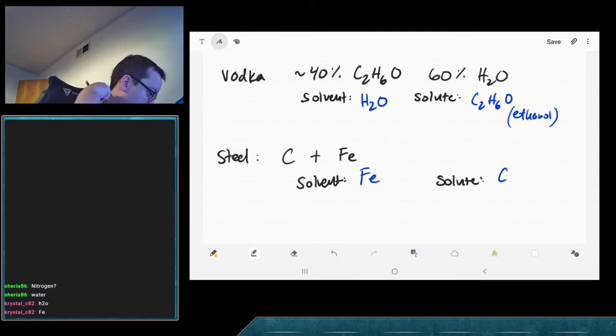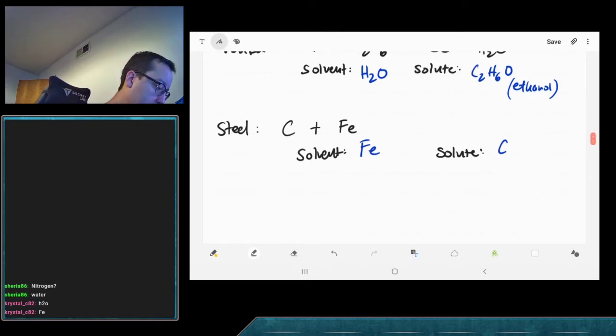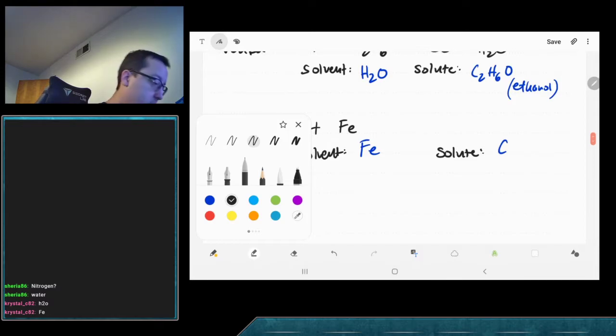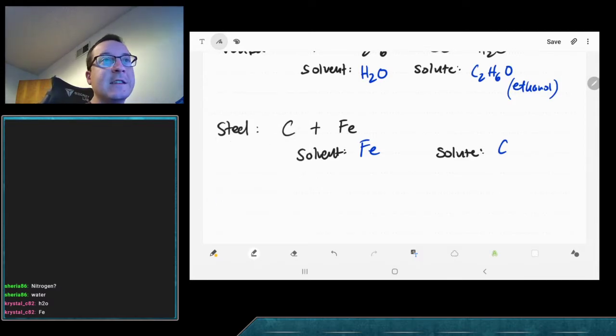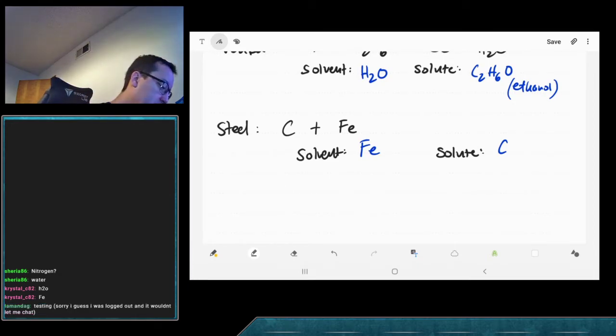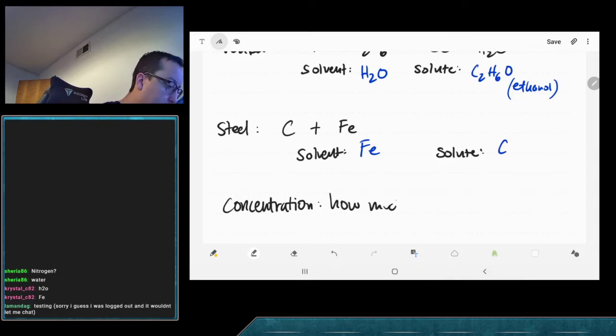Alrighty, so hopefully that should not be too much of a problem. Okay, so now that we've been able to identify certain components of solutions, we can also talk about how much there is of a particular component in a solution. We refer to that as concentration, and that is how much of a solute is dissolved in your solution.